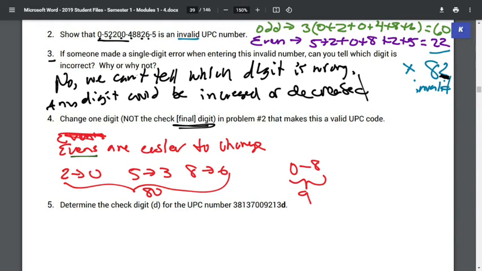Just basically taking a number and lowering it down by 2, so 2 to 0, 5 to 3, or 8 to 6 would accomplish that. Or if I wanted to, I could take that 0 and bump it up to 8, that gets it up to 90.